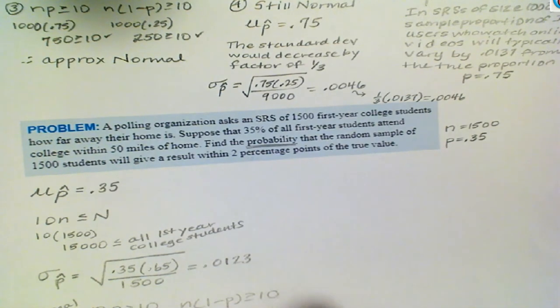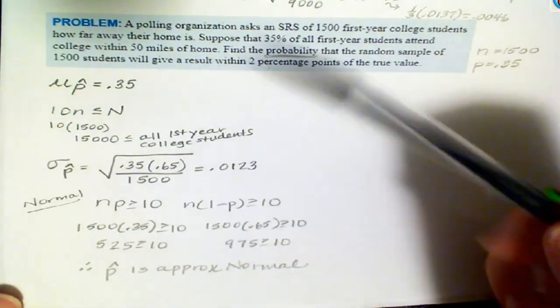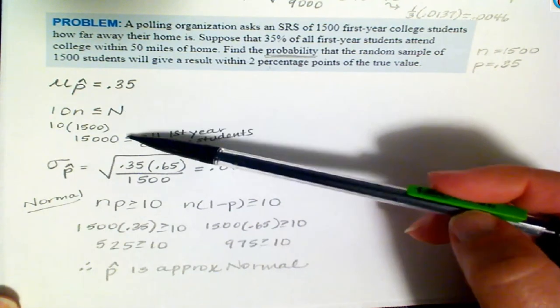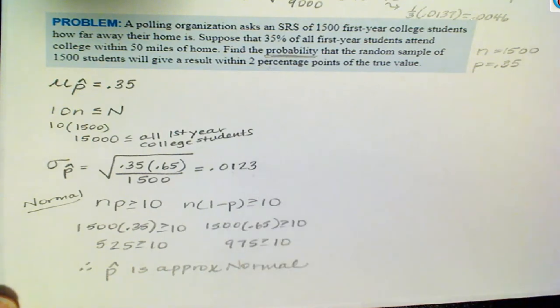Anytime you're doing a probability, you're going to show what the mean is. You're going to do the 10% condition. Once you do that, you can find your standard deviation, and then you're going to show that it's normal. Now we're going to go talk about the probability.